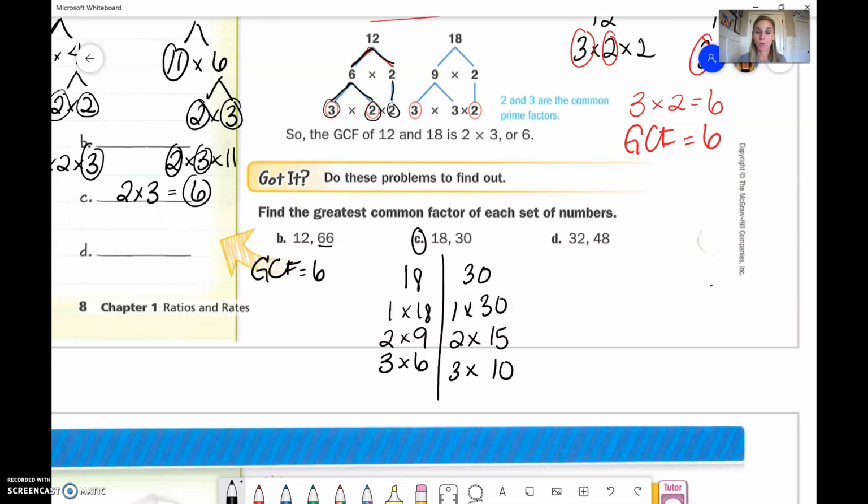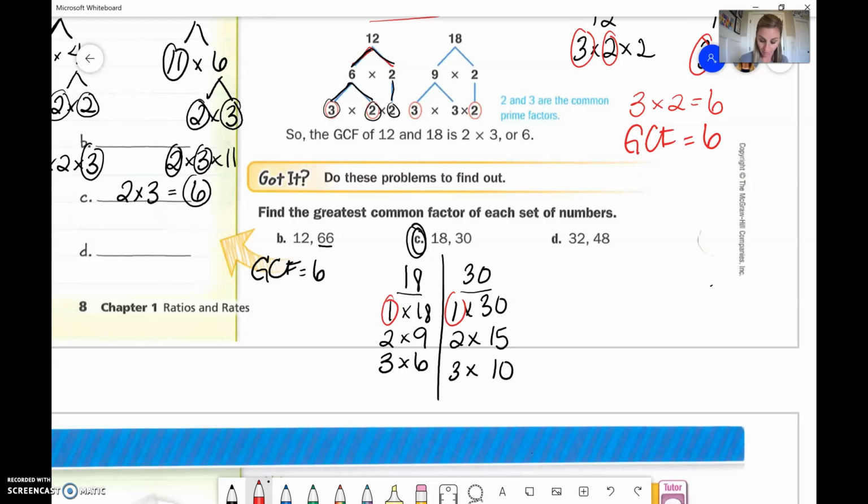So that was part 1. Part 2, we're going to finish up on our question C so we can figure out the greatest common factor of 18 and 30. So after we have listed out our factors of 18 and 30, we're going to figure out which ones they have in common, because remember, we're finding the GCF.